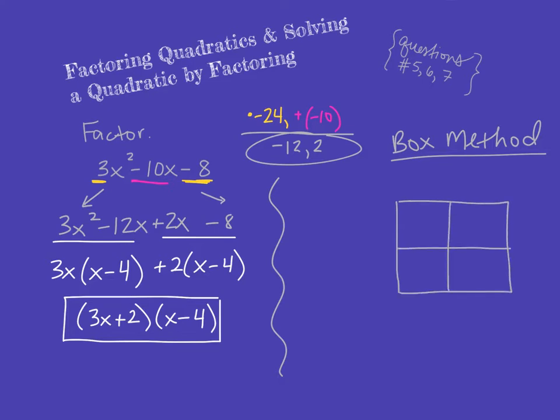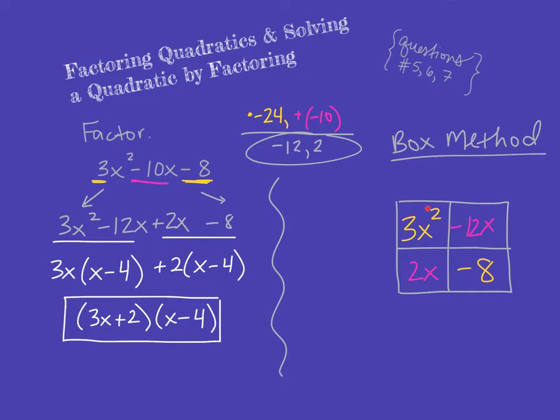And in a very similar way, we keep the first term the same and the last term the same. So the first term, 3x squared, and the last term, negative 8, go in the first and last parts of the box there. And then that middle term, negative 10x, we break into the negative 12x and the 2x in a very similar way. So again, this is just a visually different way. It's the same thing, but we're just doing it in a more visually appealing way.